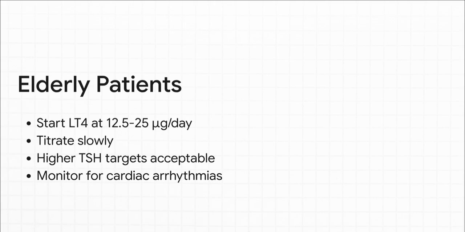While we might give healthy, younger adults full doses right away, an older heart just cannot handle a sudden rush of metabolic fuel. So, for the elderly, we start very low, just 12.5 to 25 micrograms a day, and we titrate up super slowly. We're also okay accepting slightly higher TSH targets, like 4 to 6, just to avoid triggering heart problems like arrhythmias or causing bone density loss. It's a much more gentle, cautious process.